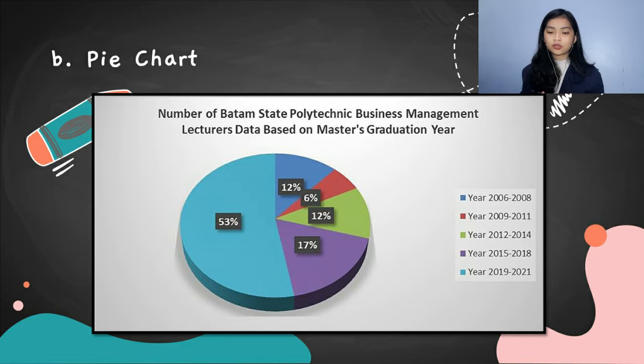From the pie chart, we can conclude that most of the business management lecturers had their master degrees in the last few years, in the year 2019 until 2021. The least percentage from the chart is the green slice, which is worth only 6%. The number of lecturers who earned master degrees was the least in those years.